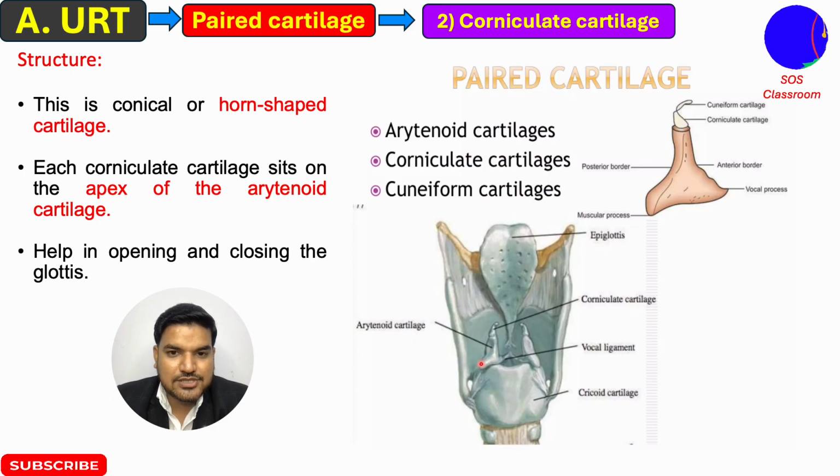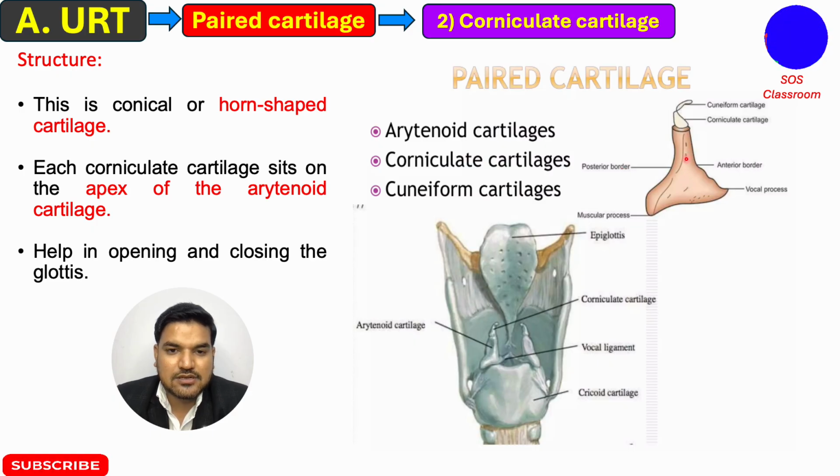This is the posterior part, attached to the muscles, and the anterior part is attached to the vocal cord. That's why it is called the vocal process, and the posterior portion attached to the muscles is called the muscular process. You can see the anterior border and posterior border.